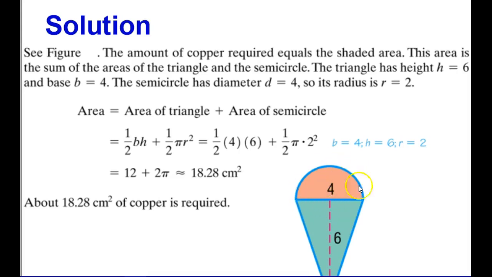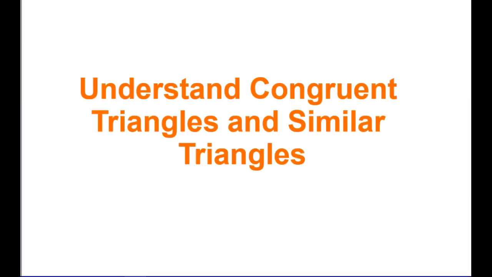Now I can go ahead and use the formulas that I know. I'm dealing with area, so I have to find the area of the triangle and the area of this semicircle, and then I can add them together. The area of my triangle is 1/2 base times height. I know that I'm only looking at half of the circle, so I can find half of the area of my entire circle and add those together. So approximately 18.28 centimeters squared of copper is needed for this.